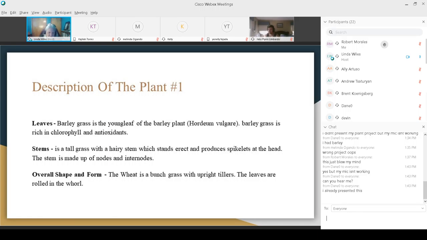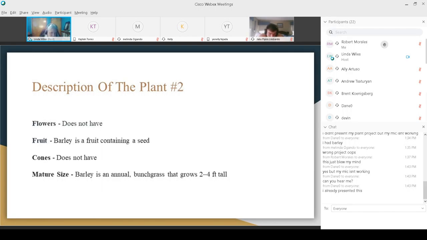And the stems are made up of nodes and internodes. You remember those terms from when we were reviewing botanical structures and anatomy. Morphology: the overall shape and form of the barley is a bunch grass. It produces what are called upright tillers, and the leaves are rolled in a whorl. Flowers, it does have, but not in the literal sense of what most people think of as a flower. It has a very, very small flower. It's basically a wind-pollinated plant, so it doesn't need anything showy. Fruit: the barley itself, what you saw there in the spikelet, those are fruits, and within each of those, there's a seed. Cones is not applicable. Mature size, again, it's annual.